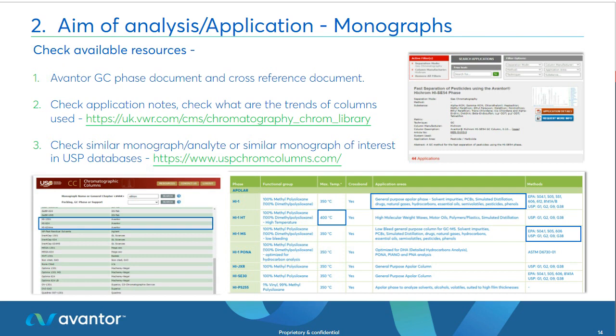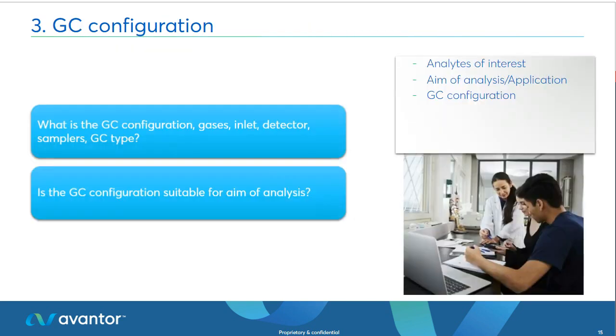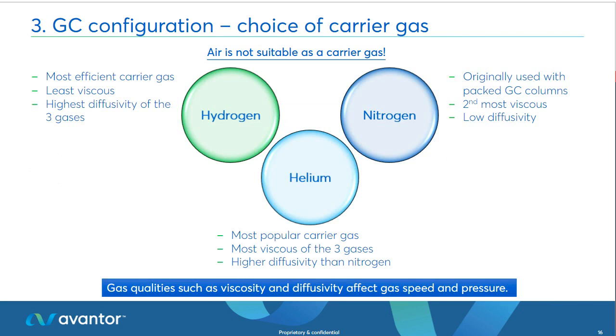When looking at the GC configuration, you need to check what type of gases, inlet, detector, samplers you're using, and then also what is the GC type, just to check its limitations and heating, etc. And then, is the configuration suitable for the analysis? So when we look at the GC configuration in relation to carrier gases, you may not have much of a choice if you've got a GC that's already set up with a gas. But here's some information that's very helpful.